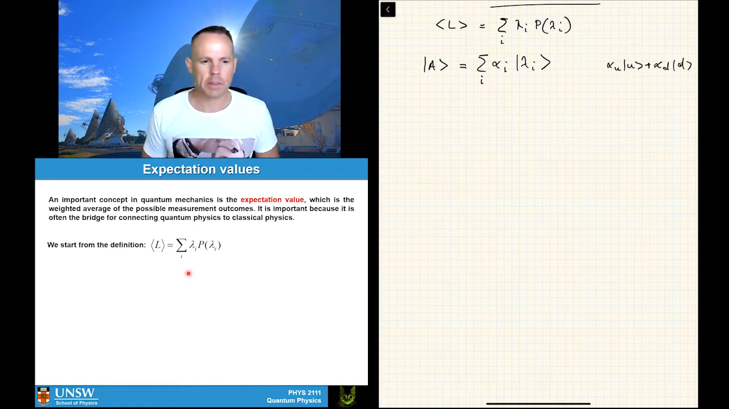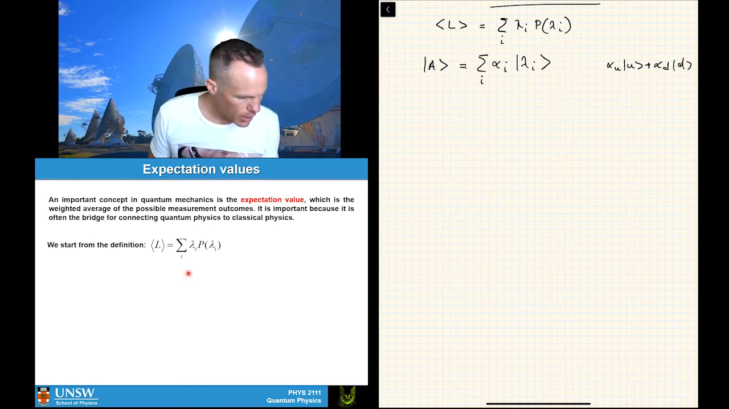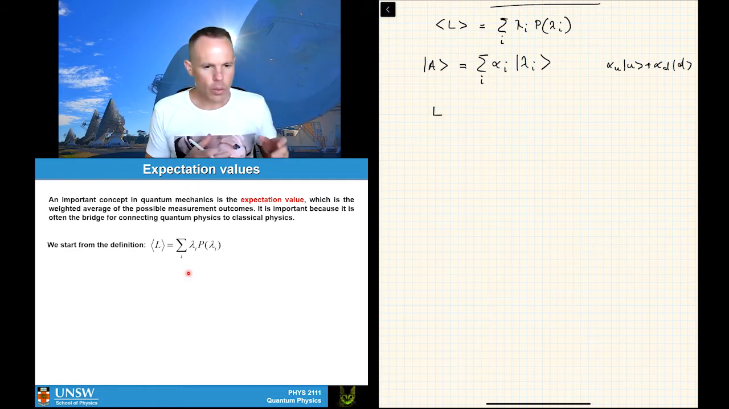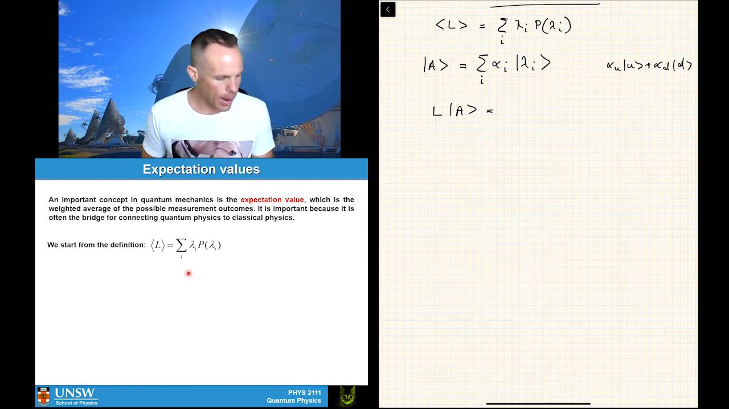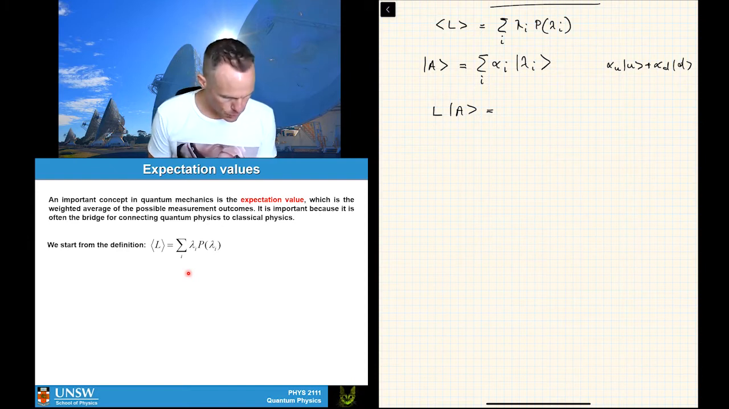Sometimes you just do it from the perspective of, I'm curious about such and such, let me see what it does, okay? So what we're going to do here is take our operator L, and let it operate on this arbitrary state A. Okay, and we're just going to work through the algebra for what happens when we do this.